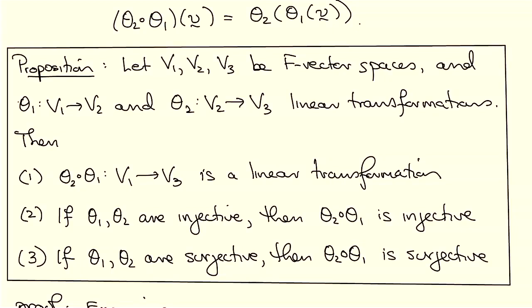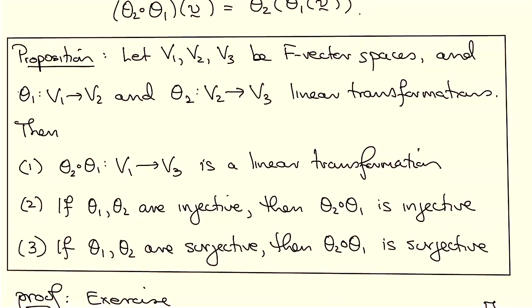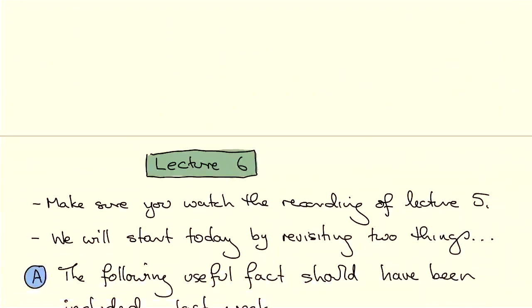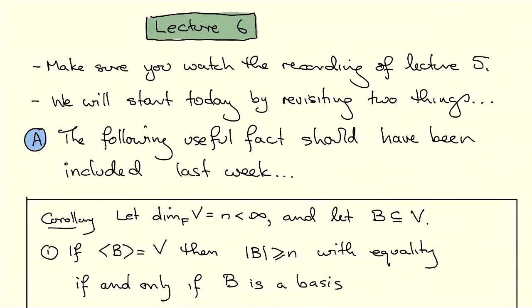If they're both injective, then the composition is injective. And if they're both surjective, then the composition is surjective. So if they're both bijective, then the composition is bijective too. So composition of isomorphisms is, again, an isomorphism. Exercise, do it. All right, now we're on to today's lecture.